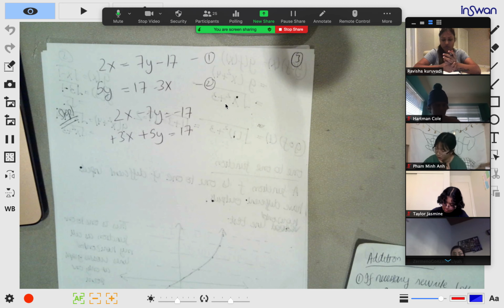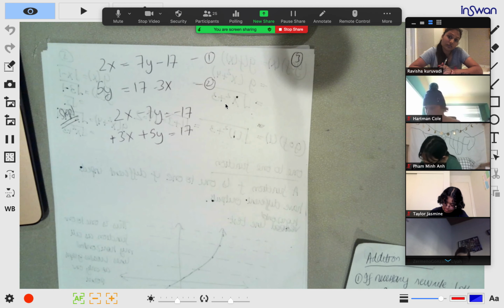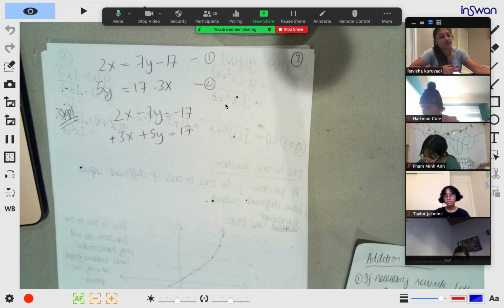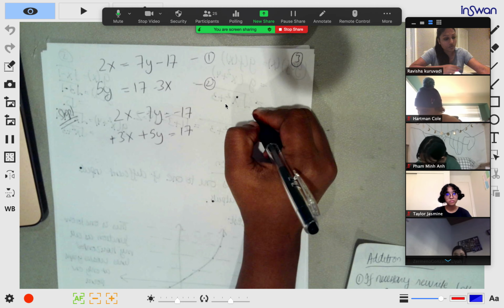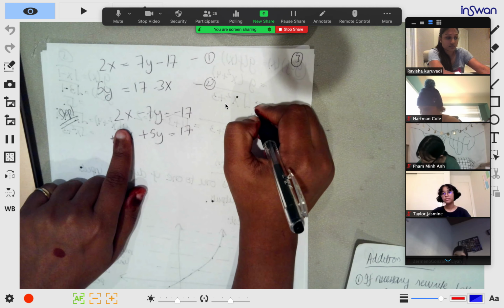Now, which variable are you eliminating? X or y? I want to get rid of x. Okay. So, what's the coefficient of x in the first one? What's the number in front of x? The number in front of x for the first one is 2, and the number in front of x in the second one is 3. Okay, what's the common multiple of 2 and 3?